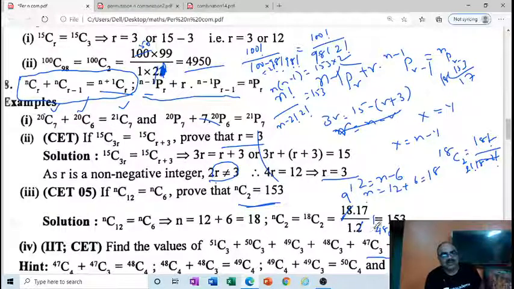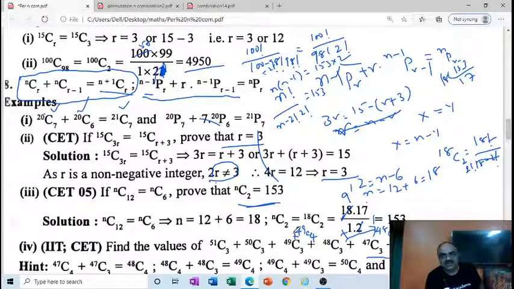My God, what an easy way. Now take these two and add it. 48C3 and 48C4. Again it is like that, NCR and NCR minus 1. Now N plus 1 will be 48 plus 1, 49. C, what is R? Again 4. I got the answer as 49C4.